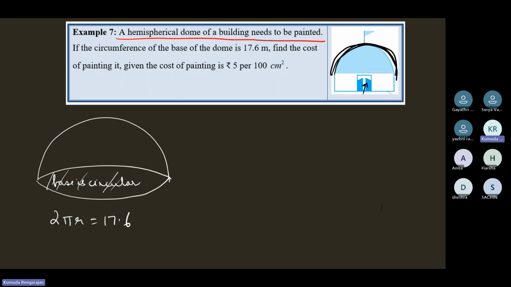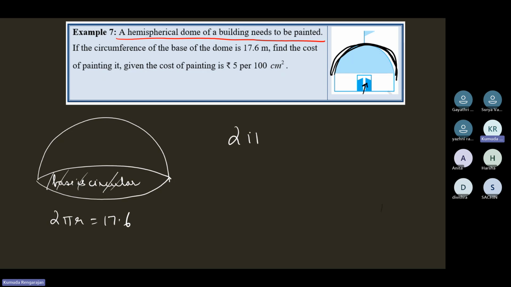So you'll have to find the CSA of it. It's a hemisphere, so you'll have to find the CSA of the dome. 2 pi r square is the formula. But r is not given. But there is some other information to find r.